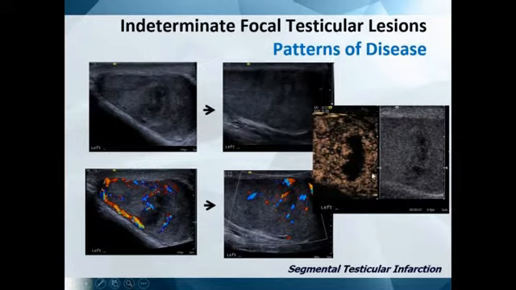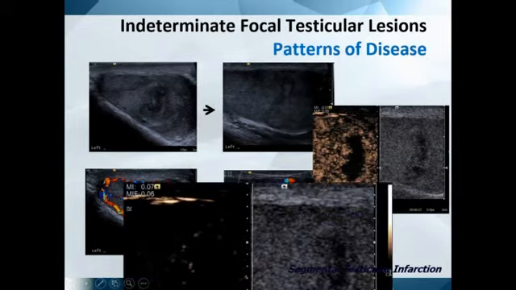And I mentioned to you earlier how an inflamed testis enhances well, and this is an inflamed testis. This is a segmental infarction as a consequence of venous occlusion from severe epididymo-orchitis, and you can see that that is clearly different, shows you an area of focal infarction, no flow in that area, and you can safely watch it.